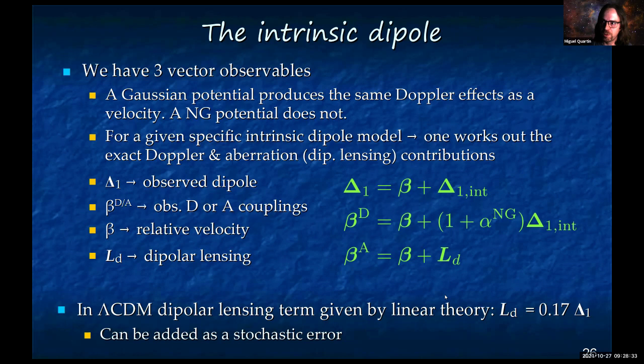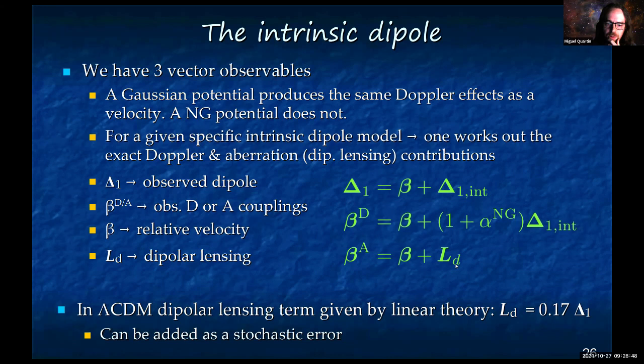Okay, I'll rush. But anyway, you have some dipolar lensing effect. And the dipolar lensing effect is small in lambda CDM. You can estimate it from linear theory, and this can be discarded. It's just a stochastic error you can take into account.